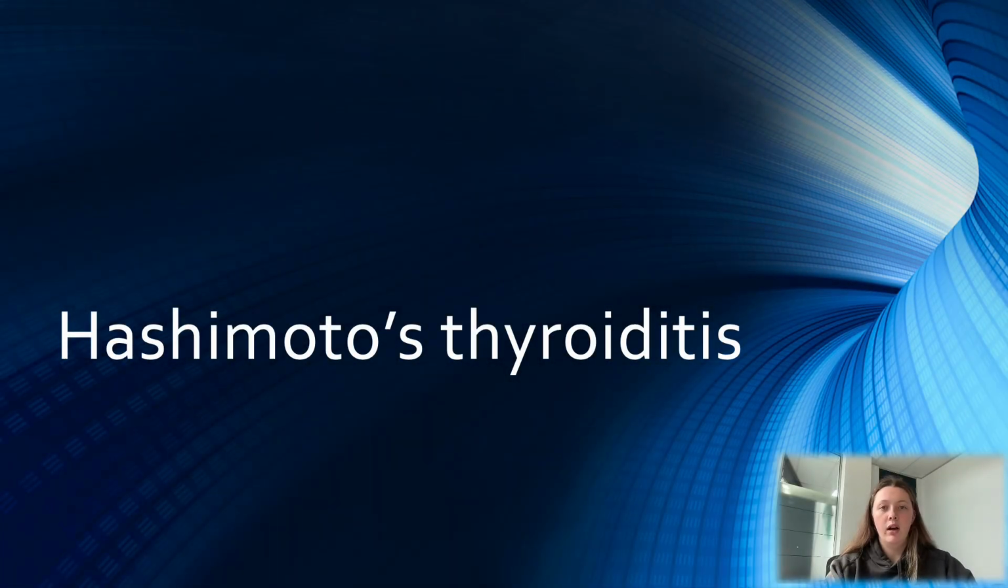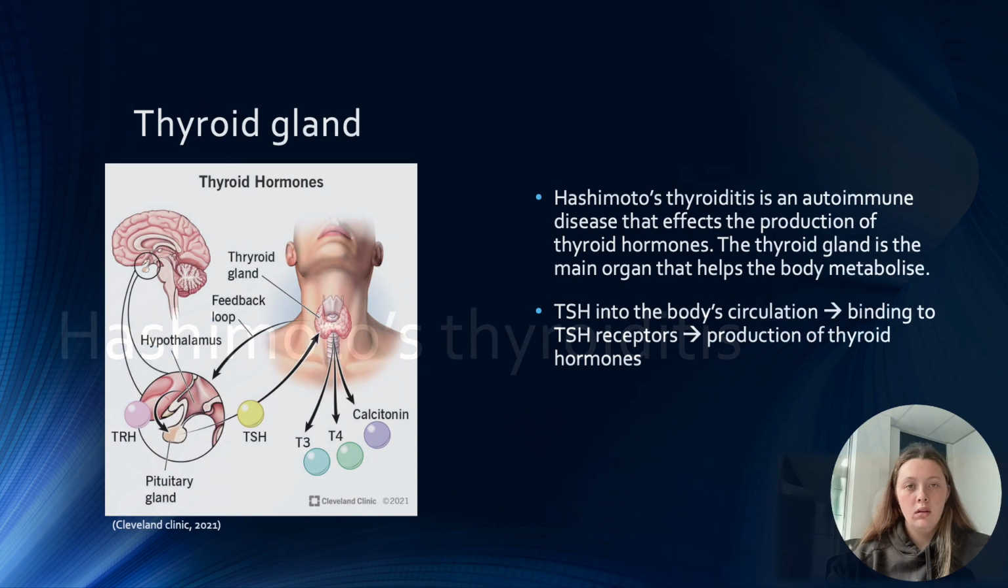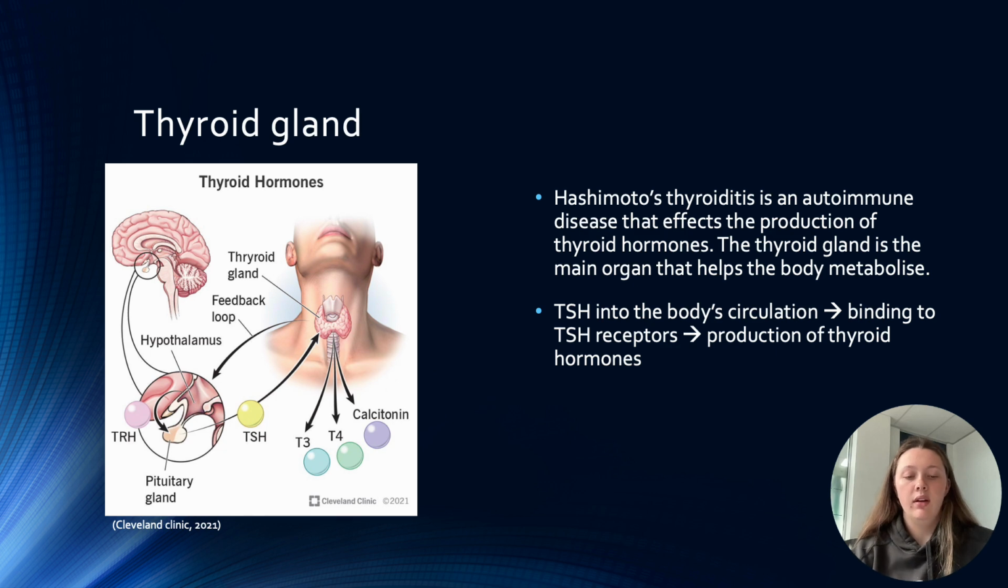Hashimoto's thyroiditis. The thyroid gland is located in the anterior of the neck, with the larynx and trachea accompanying the gland. It is the largest endocrine gland, and with the hormones it produces, supports the body's metabolism and protein synthesis. Hashimoto's thyroiditis is an autoimmune disease that affects the production of thyroid hormones.